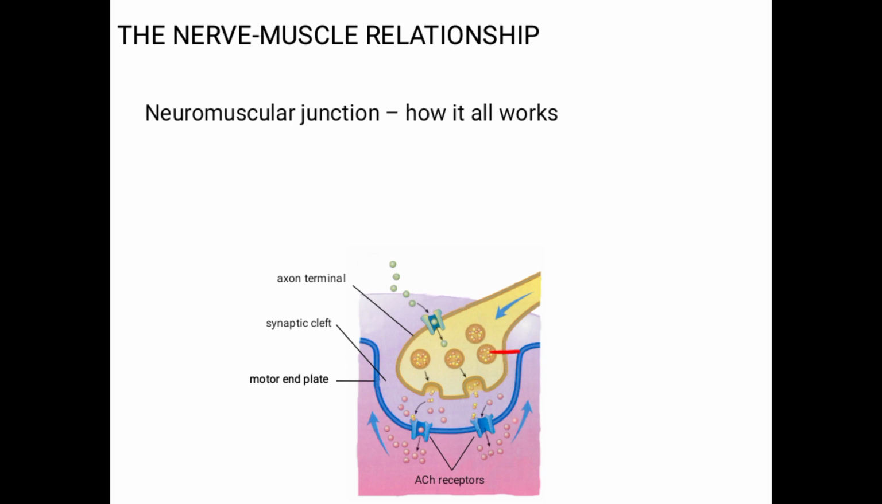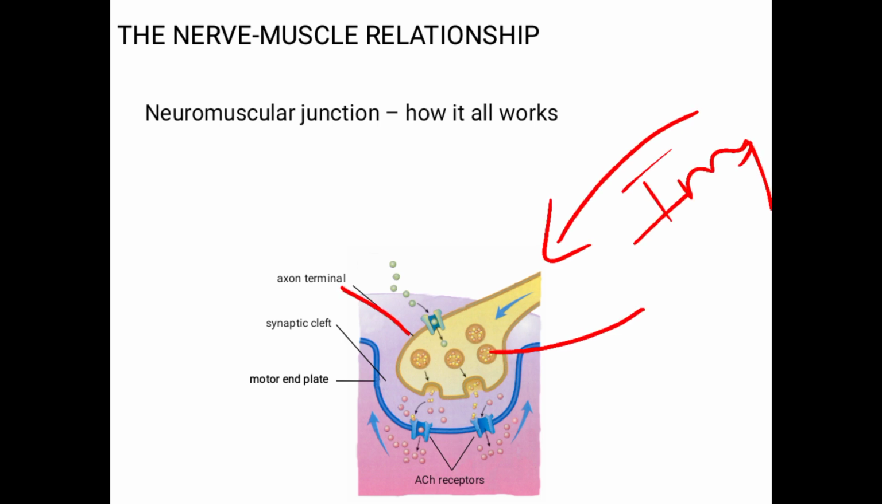See here, this is the axon terminal. Whenever it receives the impulse, the motor end plate will cause an influx of calcium ions. So calcium ions will come inside the nerve. That will cause the fusion of the synaptic vesicles to the presynaptic membrane, and you can see here the release of acetylcholine.